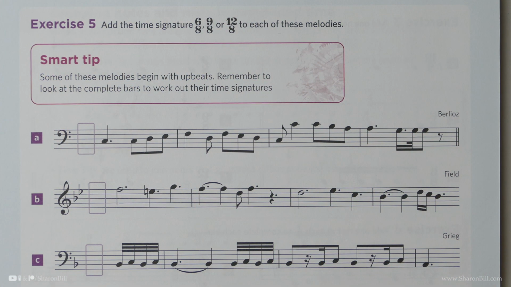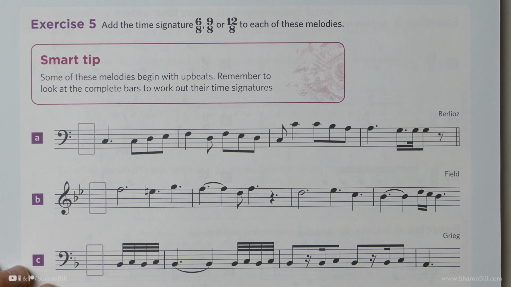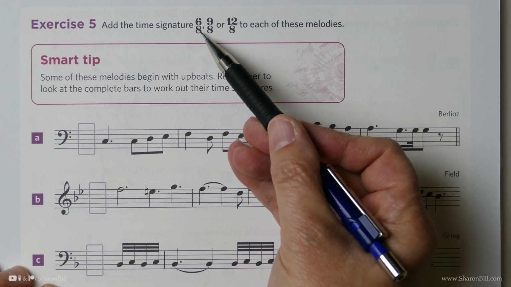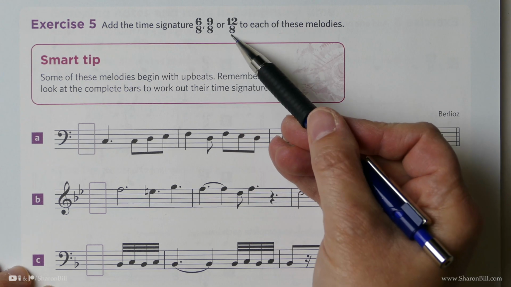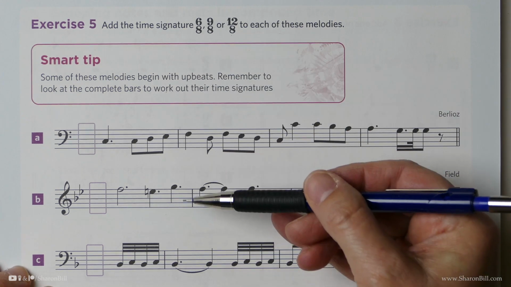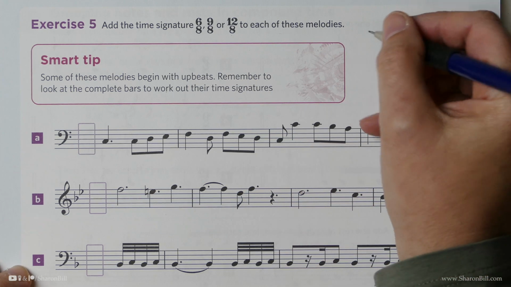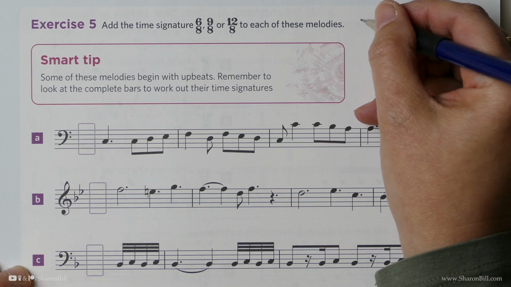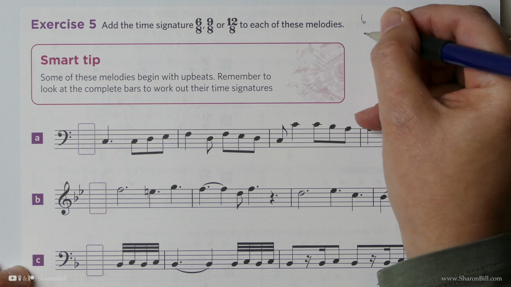Pressing on in the ABRSM Grade 3 Discovering Music Theory workbook, we move on to page 14, looking at exercise 5 on the chapter regarding rhythm, particularly looking at compound time. Exercise 5 asks to add the appropriate time signature of either 6/8, 9/8 or 12/8 to the melodies below. But before we jump into that, let's just refresh our memory on what these look like.